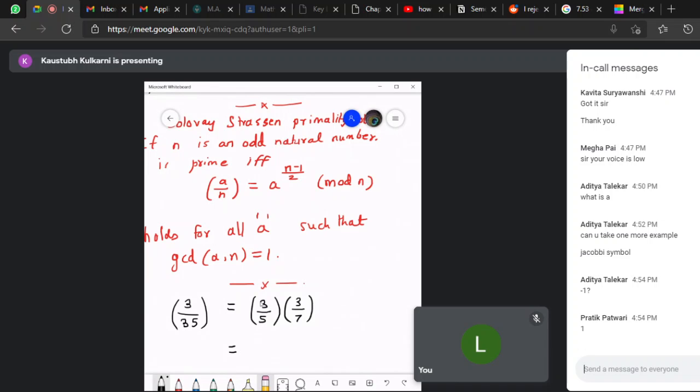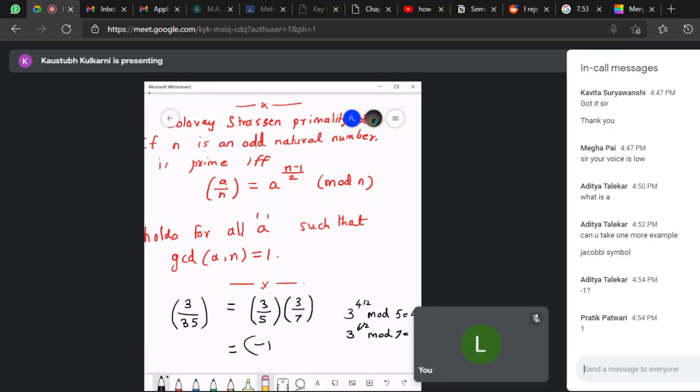0 square, 1 square, 2 square, 3 square, 4 square. This is by the formula a raised to (p minus 1) by 2 mod p. So 3 squared is 9, and 9 mod 5 is 4. In this case you'll just have to take care that the answer is either plus 1 or minus 1. So 4 is congruent to minus 1.